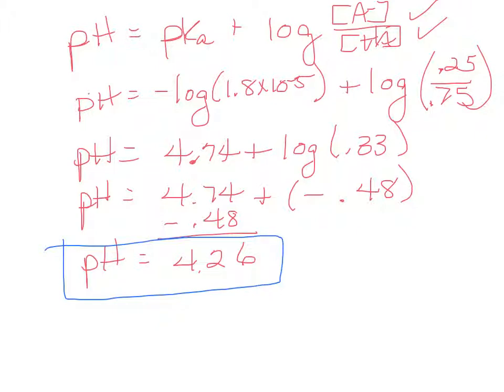So what's the important message to get out of this problem? That you can make a buffer in one of two ways. You can make it in the more straightforward way, which is adding a weak acid and then directly adding the conjugate base of the weak acid by adding a salt. Or, alternatively, you may add the weak acid and then add some strong base like sodium hydroxide to convert some of the weak acid to its conjugate base. So those are two ways you can make a buffer. You need to be able to recognize that so that you can use the Henderson-Hasselbalch equation.